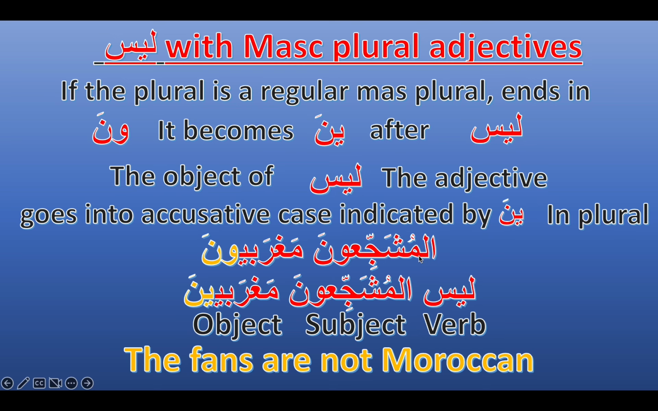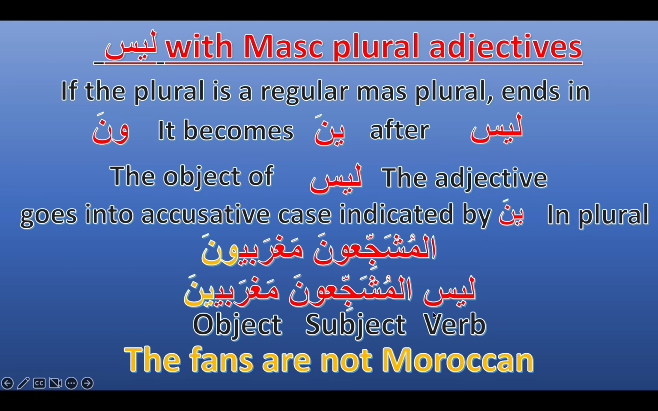So in a normal nominative sentence, we would say المشجعون مغربيون. The fans are Moroccan. This is a sentence in the nominative case, indicated by the una, the more default ending. But if we want to say the fans are not Moroccan, it's ليس المشجعون مغربيين. Why is it changed? Because the object of laysa is in the accusative case, and the accusative case is indicated by ina.